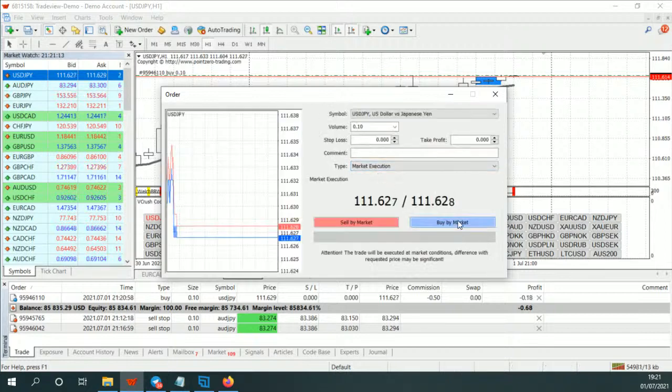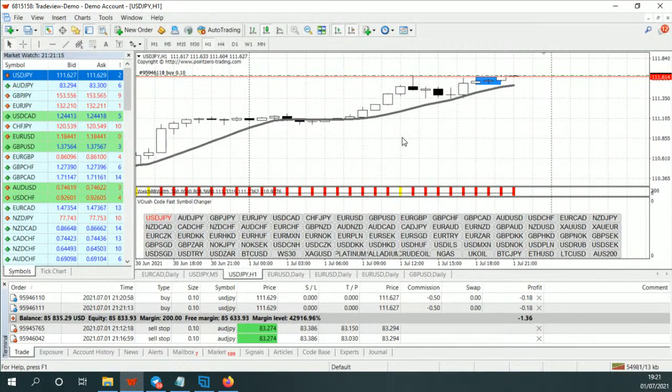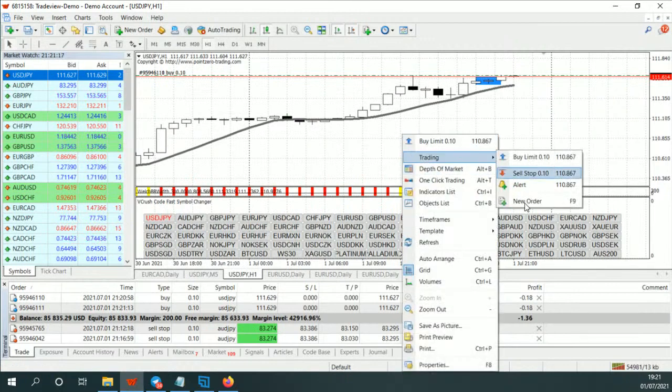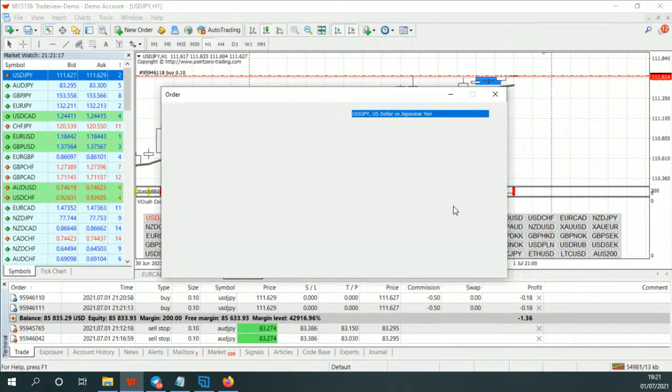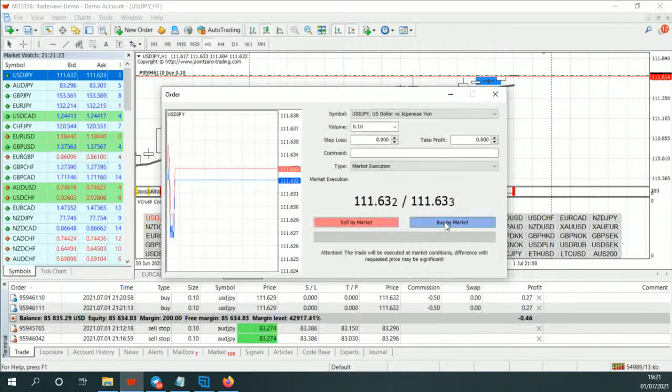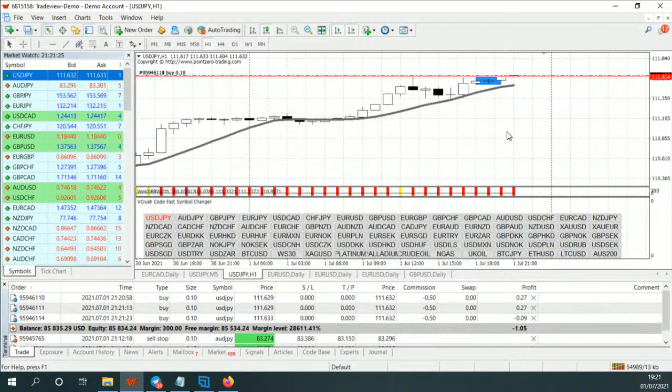Buy again, and we're going to do the 3rd one, and buy again. Okay, so we have 3 buy orders in the market right now. So we want to set the stop loss. The stop loss will be exactly the same for the 3.